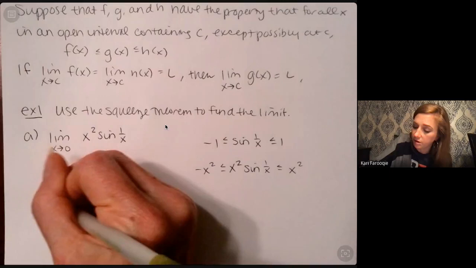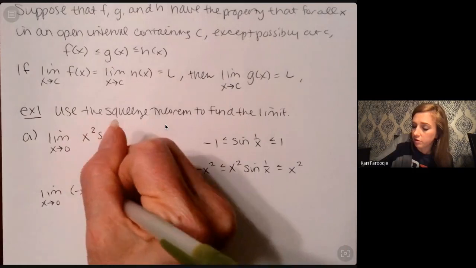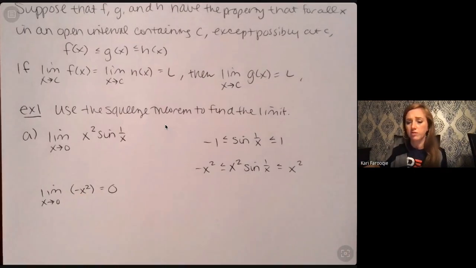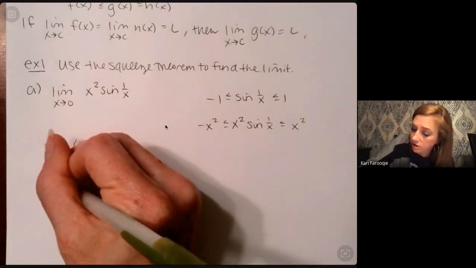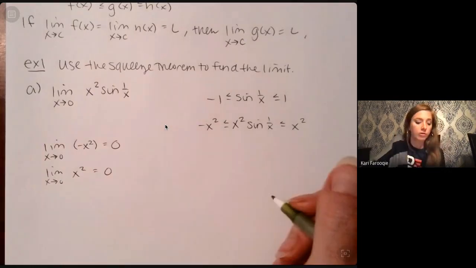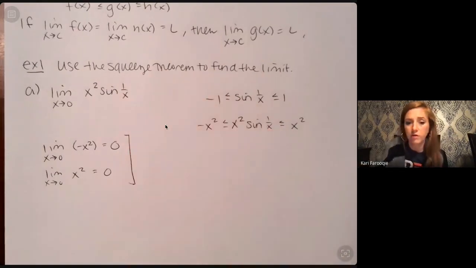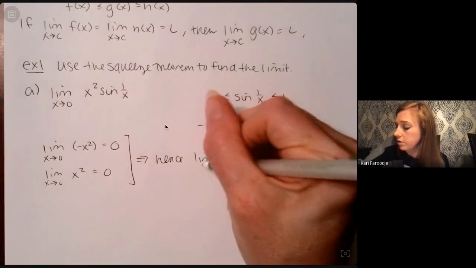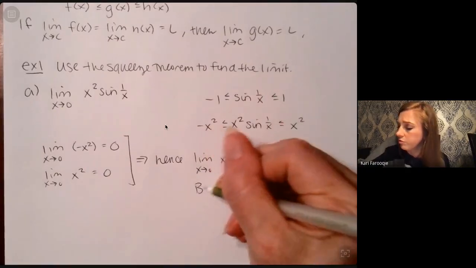So we can say that the limit as x approaches 0 of, well, let's look at the left first, negative x squared equals 0. It must, because remember, it's a polynomial function, and we can find this limit using direct substitution. I can do the same thing with the right-hand boundary. The limit of x squared as x approaches 0 is 0. And that's all we have to do. So we can say, okay, we found these two, hence the limit as x approaches 0 of x squared times the sine of 1 over x equals 0 by the squeeze theorem.